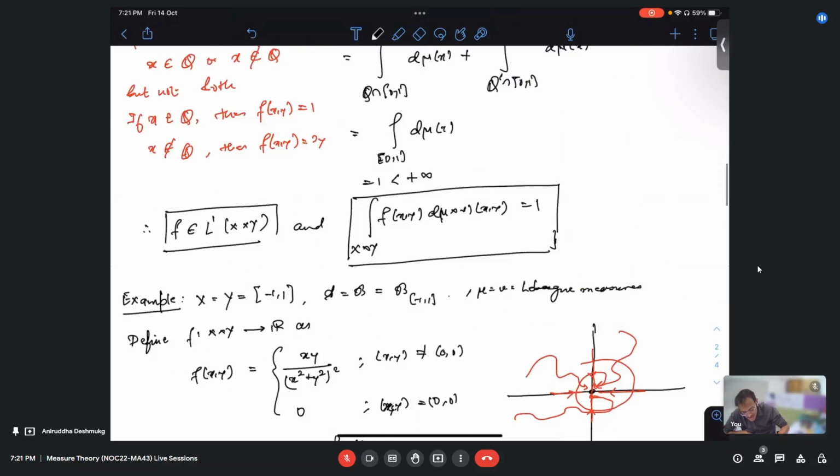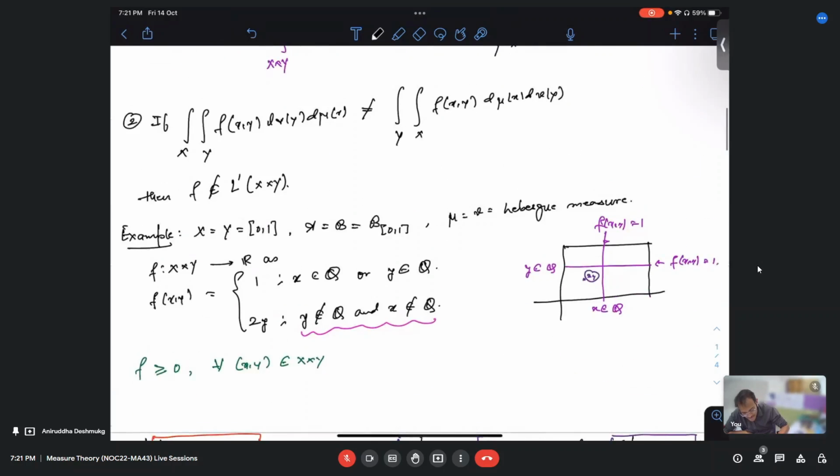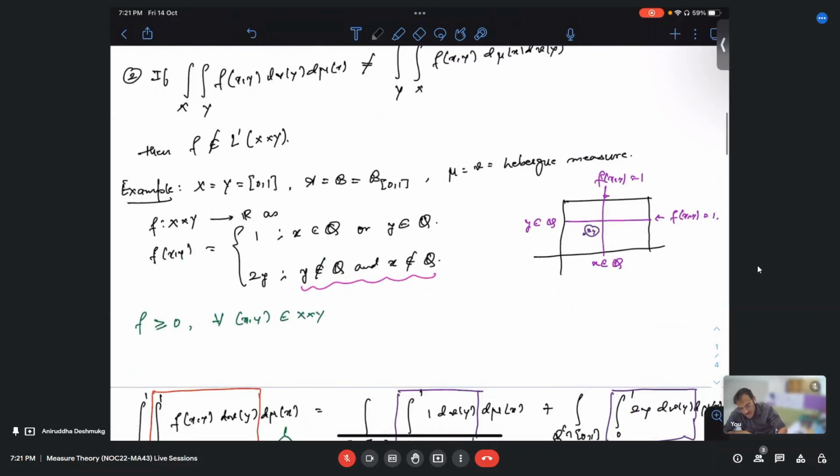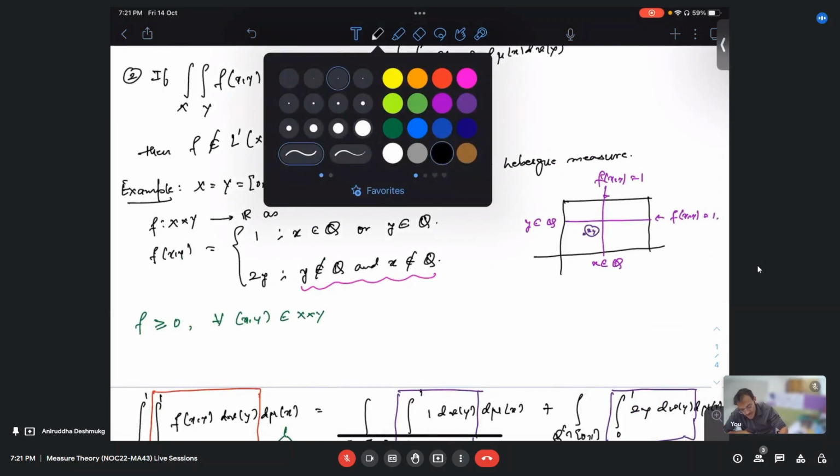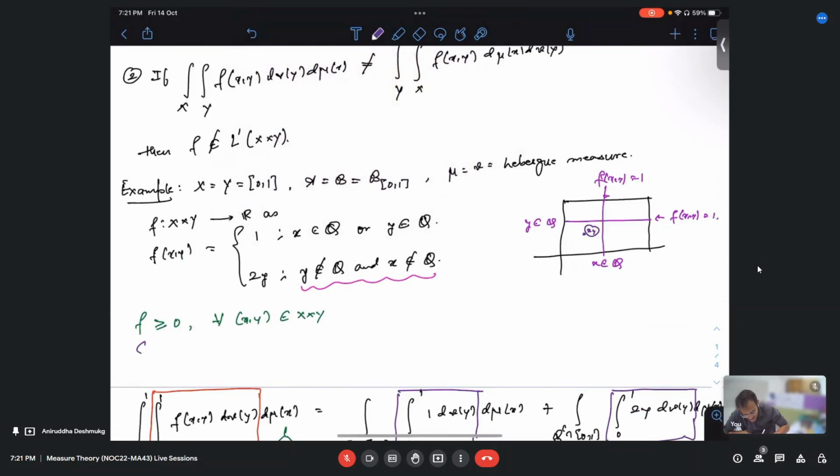So let me just go over here also, say, how can we write this set? Let me give you a hint. All those points in R2 such that either x is rational or y is rational, right? So notice that this is not Q cross Q.